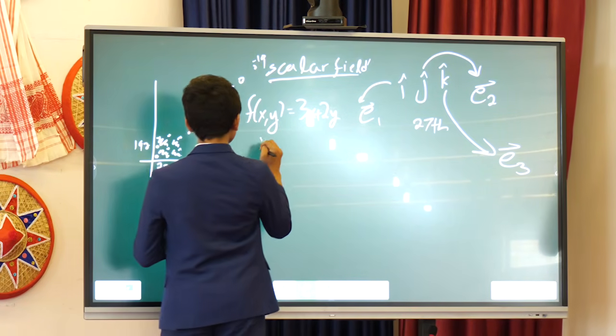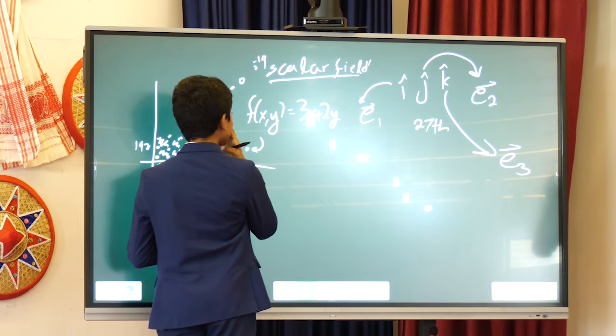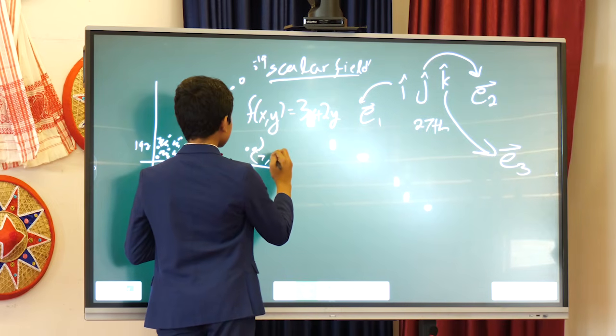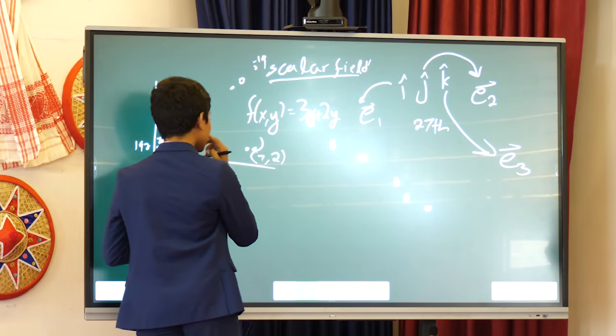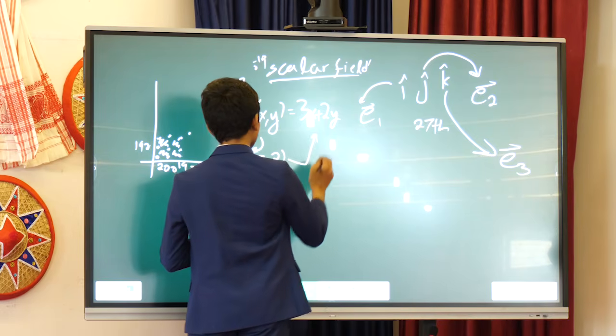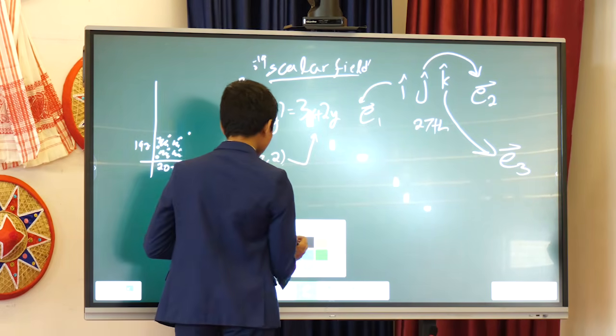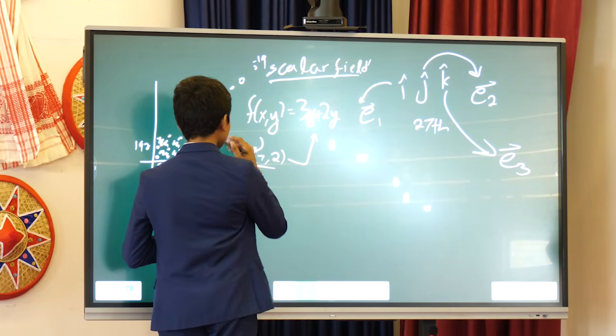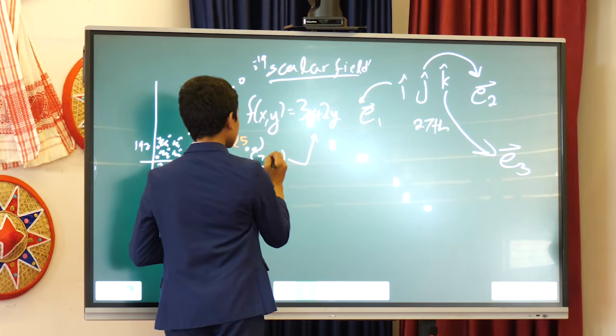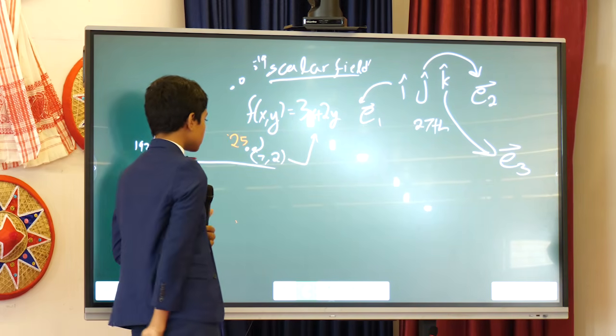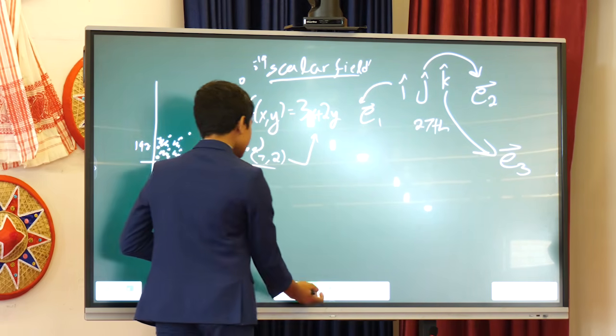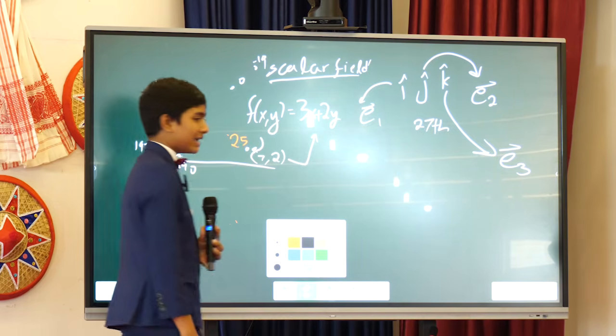Why? Because you could just take any old number, any old point. Let's say we get 7 comma 2, for example. So if we plug in 7 comma 2 here, we get a scalar. And that scalar that we get out is going to be 25. 7 times 3 plus 2 times 2. So this just assigns a number to every point in space.